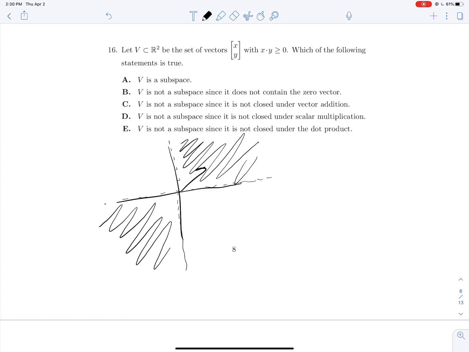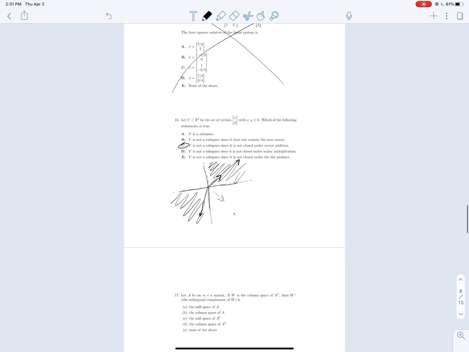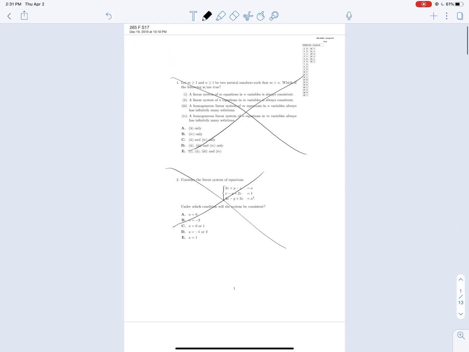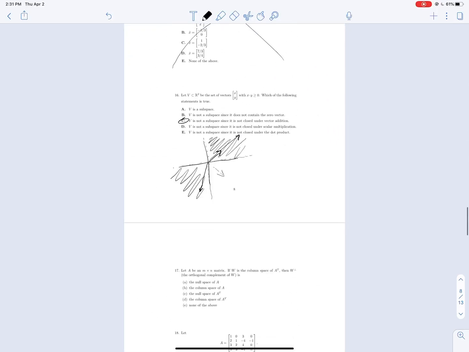If we take any vector in this space and multiply it by some constant, it is not going to change whether or not x times y is greater than or equal to 0. But the thing is, let's take this scaled vector right here and add it to a vector on the other side. We are going to get a vector that is no longer in the set. So we are not closed under vector addition, and therefore we're not a subspace. So 16 is C.